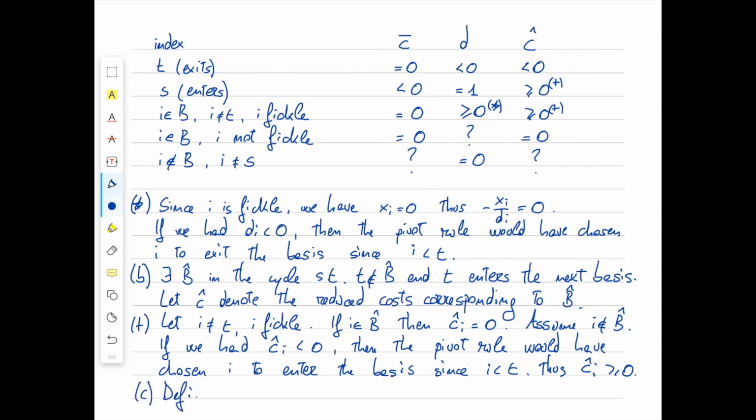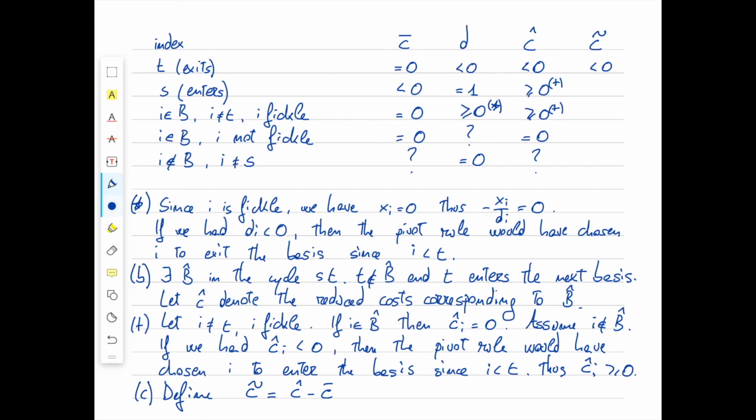Define c tilde, which is equal to c hat minus c bar. And correspondingly, I will add a column to my table, c tilde. And at this point, I can understand a few things about c tilde by just looking at the columns corresponding to c bar and c hat. Now in the first row, for the index t, we have that c hat is negative and c bar is 0, so their difference is negative.